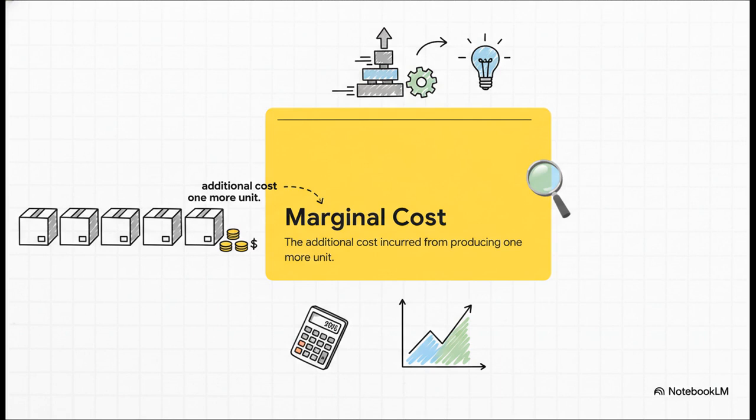Okay, now for the other side of the coin, marginal cost, or MC. And you'll notice the definition runs perfectly parallel to marginal revenue. It is the additional cost incurred from producing that one more unit. Once again, your focus has to be on that word additional. This isn't your average cost of production over the whole day. It's the specific out-of-pocket expense that was required to create that one single extra item and get it ready for sale.